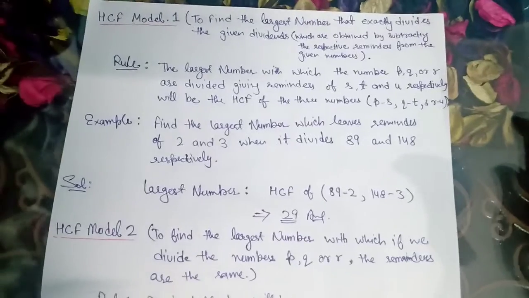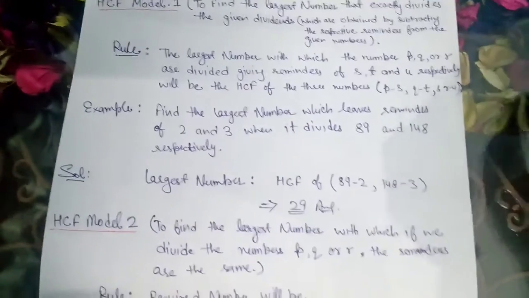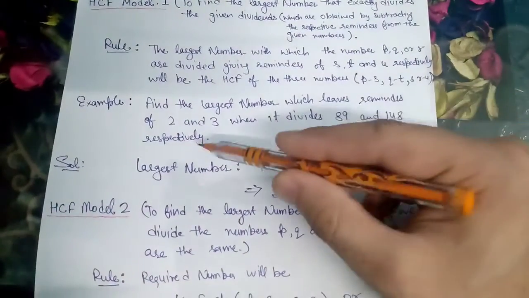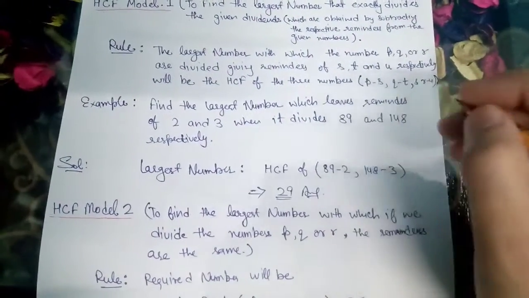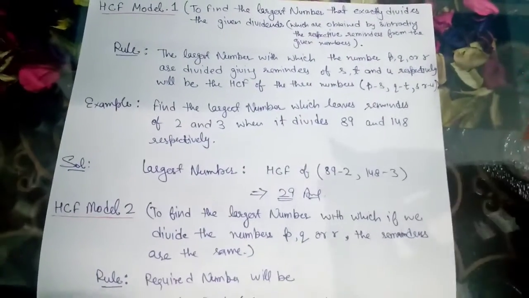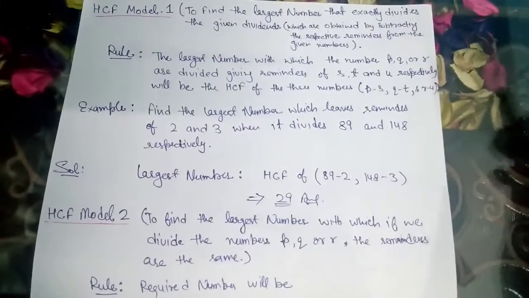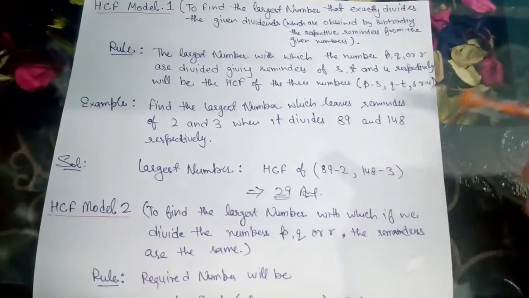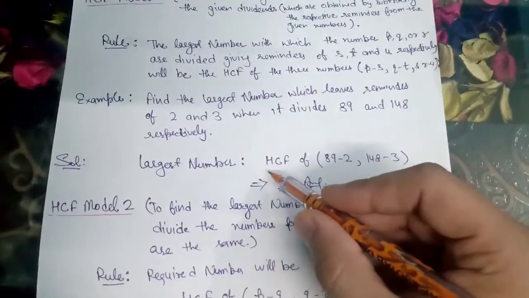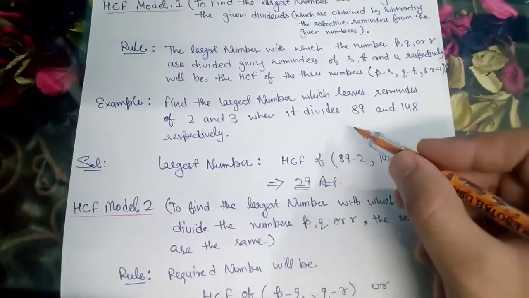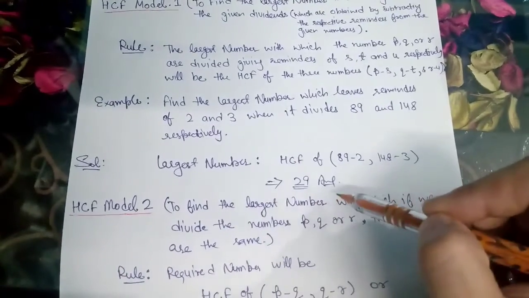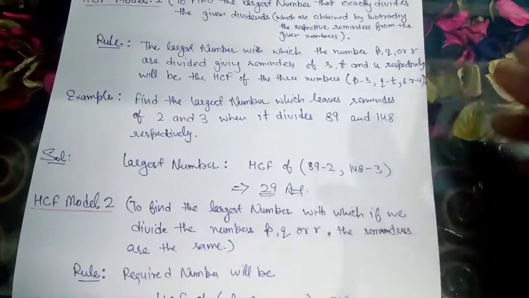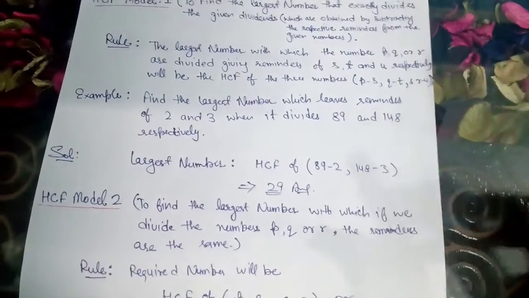So here we want the largest number which leaves remainder of 2 and 3 when it divides. Now we have to find the number which will divide 89 and 148 and leave remainders of 2 and 3. Here you will see the difference between LCM and HCF. In LCM, you need to find a number which, when divided by two numbers, leaves remainders. Here the number divides these two numbers. This is the difference between where you have to apply HCF and where you have to apply LCM. The largest number will be the HCF of 89 minus 2 and 148 minus 3. This will give us the largest number.